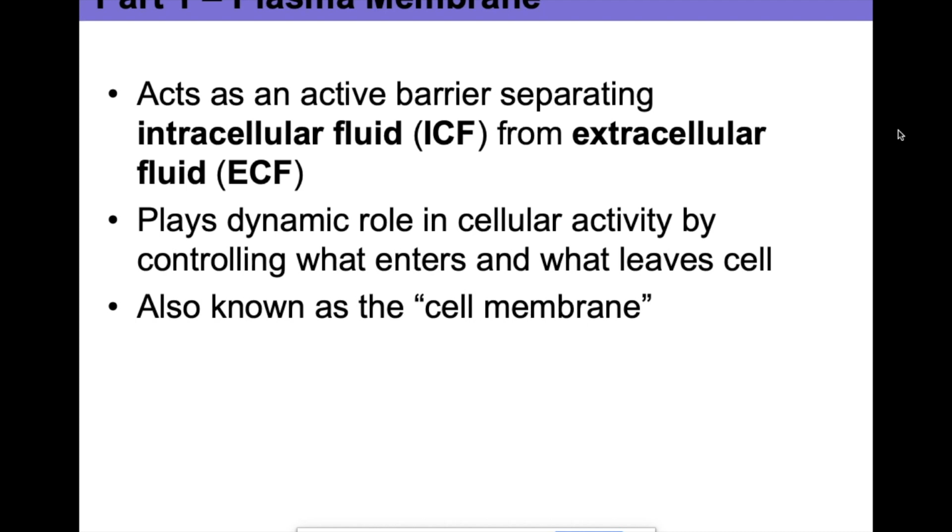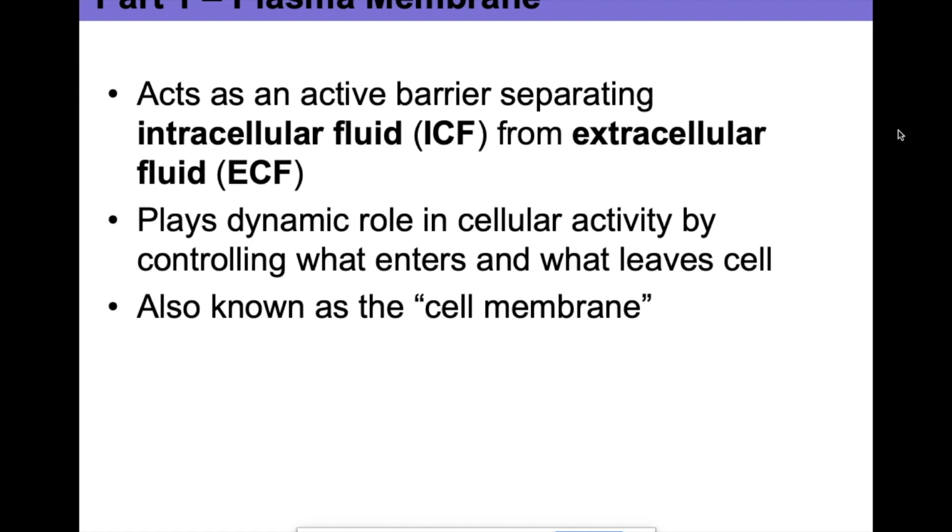Our plasma membrane, our cellular membrane, is something that is selectively permeable. It acts as a barrier. It's actually an active barrier that's going to be separating the intracellular fluid from the extracellular fluid. So it plays a dynamic role in controlling what leaves and enters our cells, because it's constantly moving.